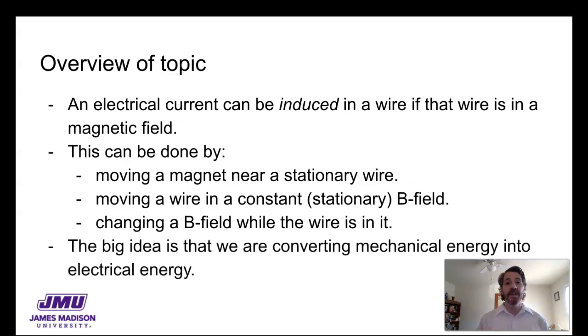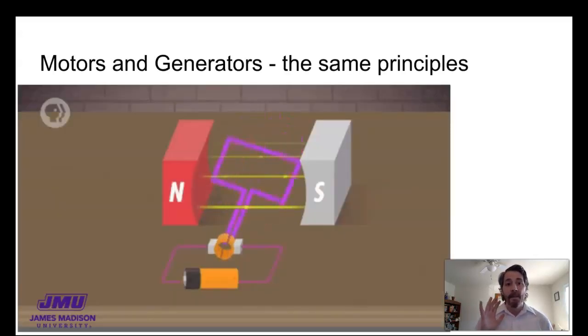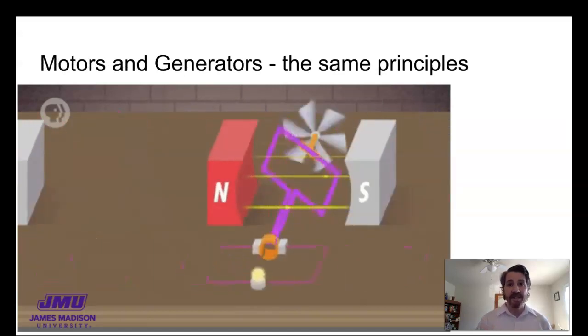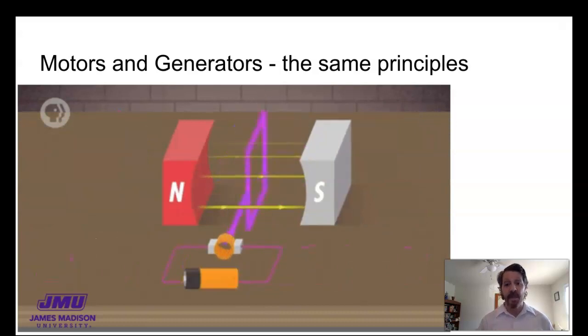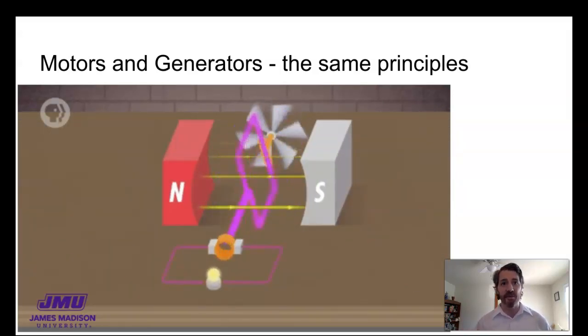The big idea that we're trying to get at here is that these are devices that convert mechanical energy into electrical energy. Motors and generators operate on the same principles. Each is a device that transforms energy. A motor transforms energy from electrical into mechanical, and a generator transforms energy from mechanical into electrical, using the exact same setup.